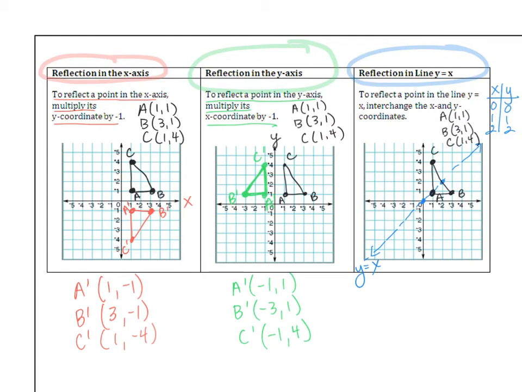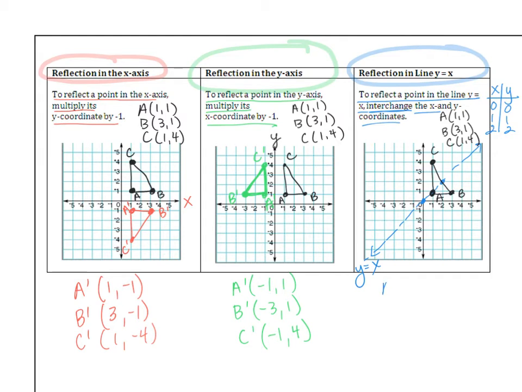Now read what our instructions are. It says to reflect a point in the line y equals x, interchange the x and y coordinates. What does it mean to interchange two things? Well, it means to swap them around.